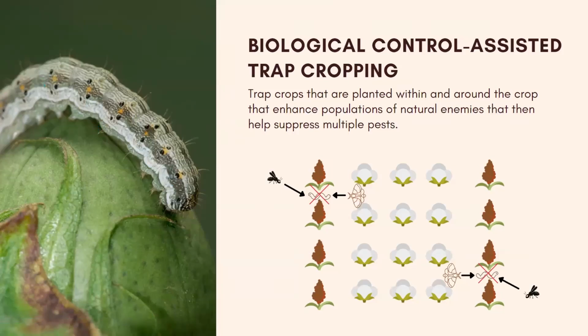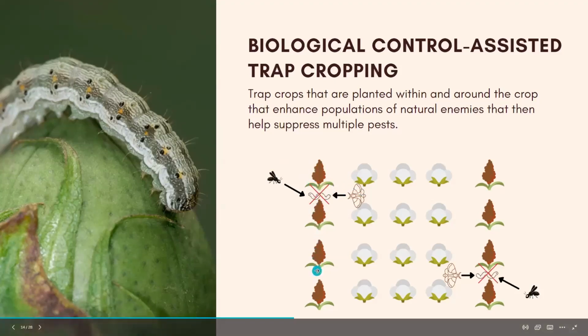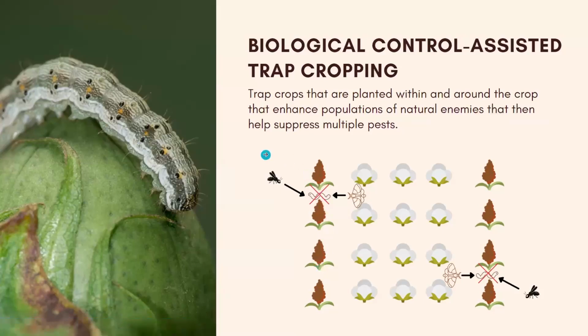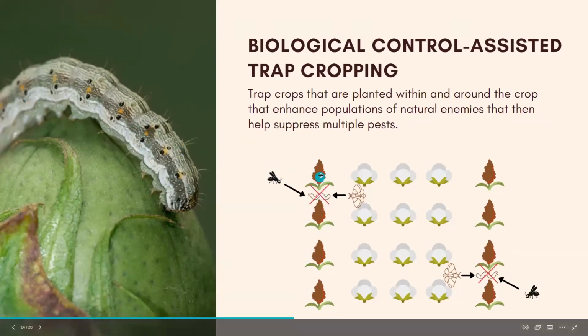So what they did was they did the sorghum on the edge, and then the adult moths would lay their eggs, and then the larvae would hatch on the sorghum. But the sorghum was also attractive to this parasitic fly, and that would cause a lot of parasitism on the bollworm going on in the sorghum. So all this was happening on the sorghum, and then the cotton was left free and without pests.